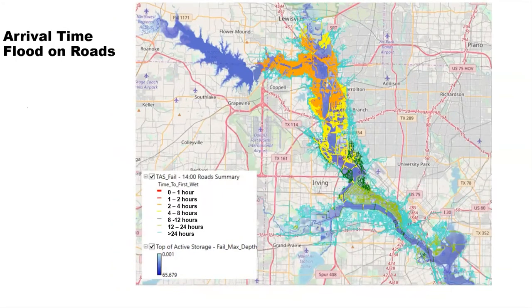By the same token, you can come up with arrival times for structures. You can do the same thing with roads. You can see that bridge crossing kind of right in here. You can see that it gets overtopped in under 4 hours after breach occurs, right? There's very little time, if that warning goes out at the time of breach or close to the time of breach, for people to evacuate heading north.